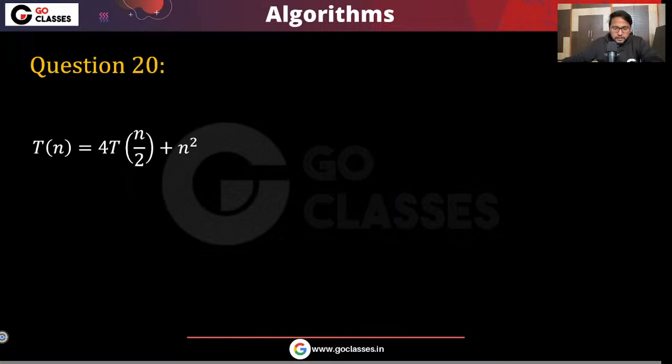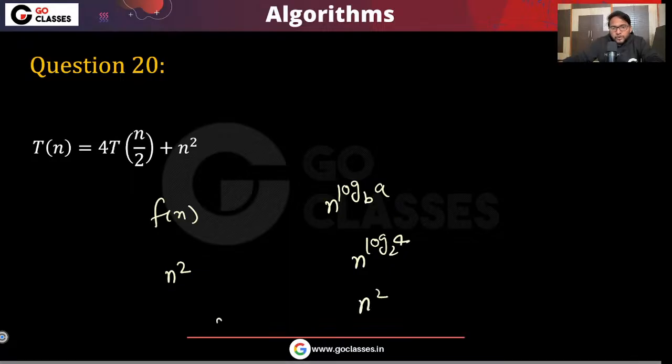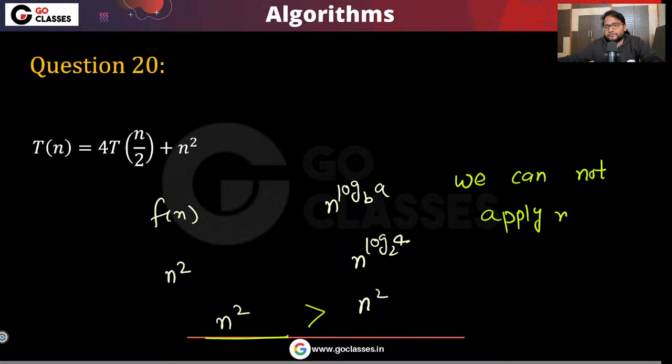Similarly, let's solve this question. What is f(n)? What is n to the power log base b a? So f(n) is n square. This n to the power log base b a is also n square. Is this polynomially greater? Since no, currently we are saying we cannot apply Master's theorem. If it is not polynomially greater, let's say that we cannot apply Master's theorem. We will see how to solve that.